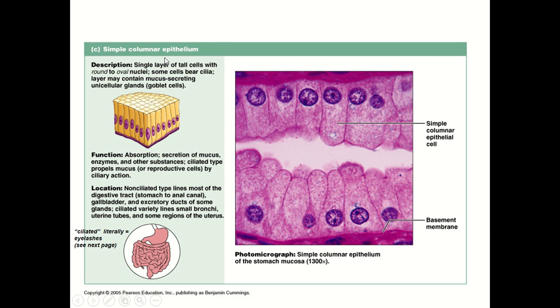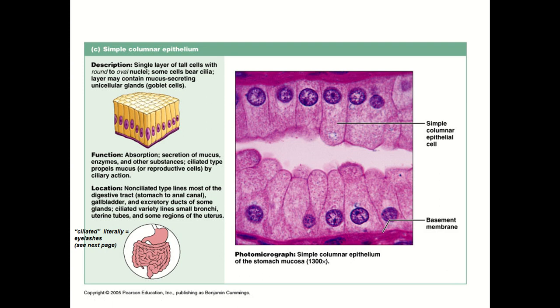For simple columnar epithelium, it is a single layer of tall cells which look like cylinders with round or oval nuclei. Some of the simple columnar cells possess cilia and some may not. The layer may contain mucus-secreting unicellular cells, which are referred to as goblet cells. It functions for absorption and secretion of mucus, enzymes, and other substances. If they possess cilia, they help to propel the mucus by ciliary action.